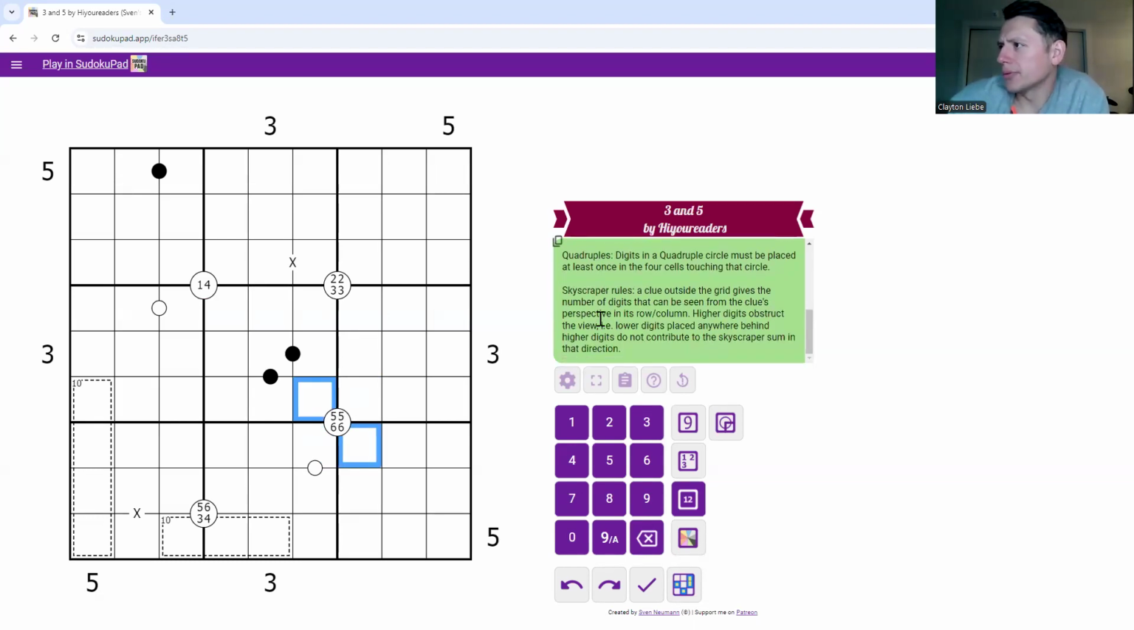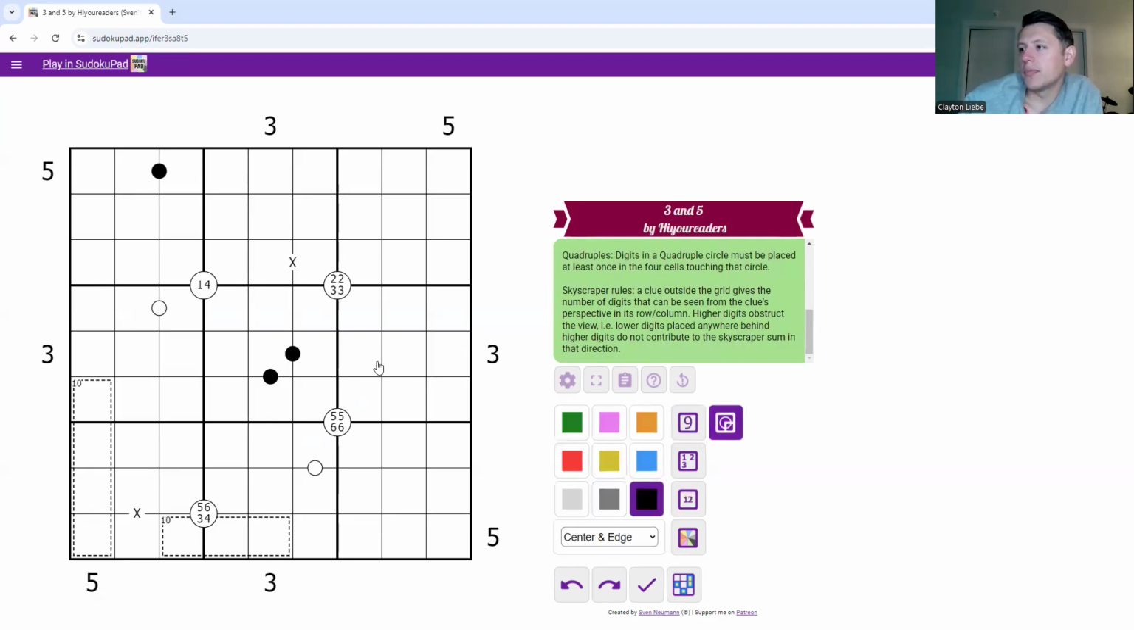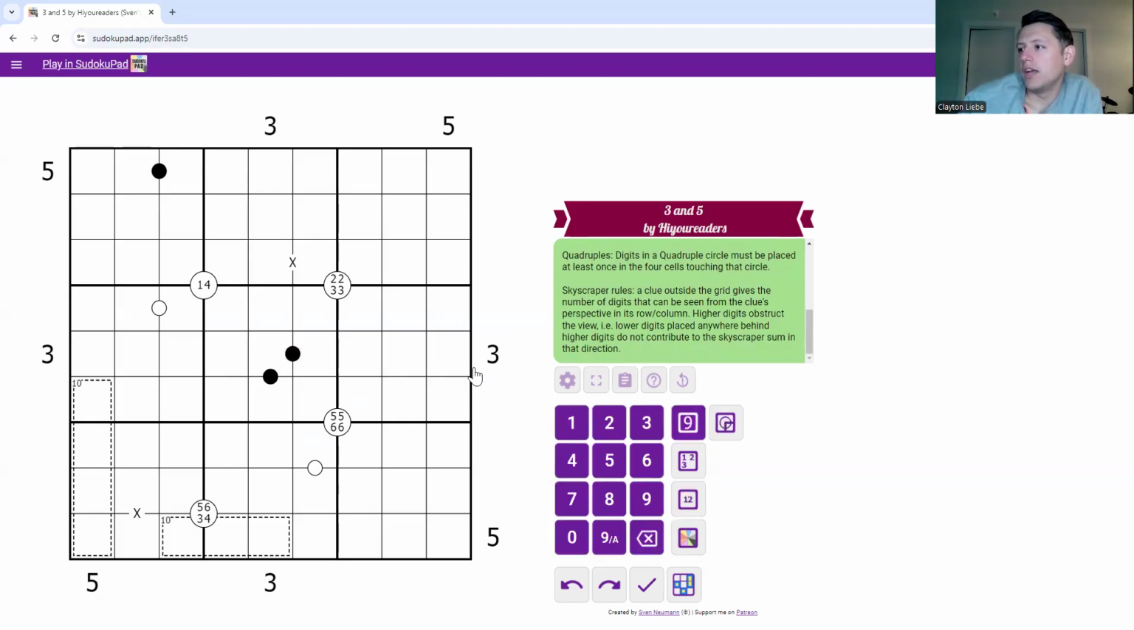And skyscraper rules. So a clue outside the grid gives the number of digits that could be seen from that clue's perspective in its row or column. Higher digits obstruct the view. Lower digits placed anywhere behind the digit do not contribute to the skyscraper rule in that direction, i.e., if we look at this 3 from this perspective, right? It looks that way. So if we put a 9 here, that's wrong, because this 9 will block all of these other digits from view. There's nothing higher than 9.